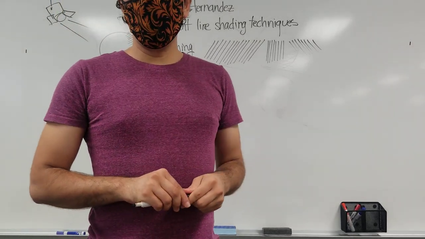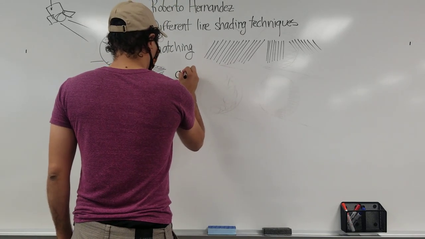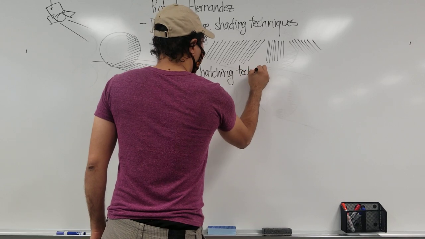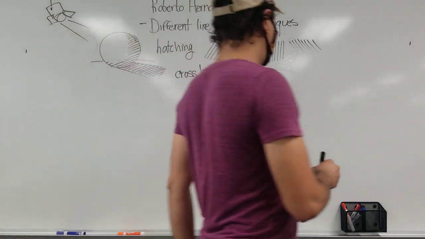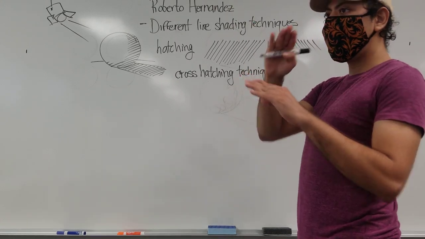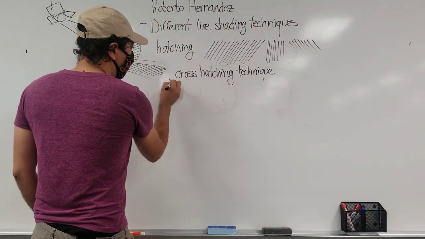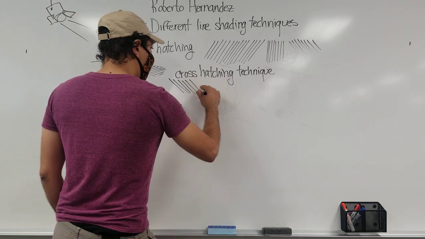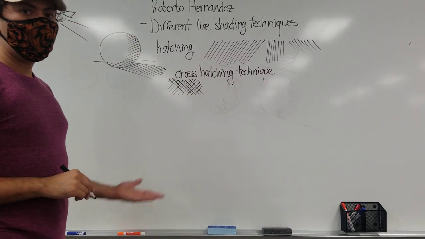The next technique that I want to show you guys is called cross hatching technique. And cross-hatching technique is very similar to hatching technique, except in the sense that we are going to use another hatching opposite and layered on top of the previous hatching that we just did. And it's going to look a little bit like this. So let's say this is my first hatching layering, and my secondary hatching layering will be inverse to that one to create this shape. So very simple, right?